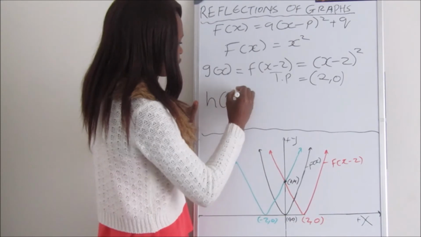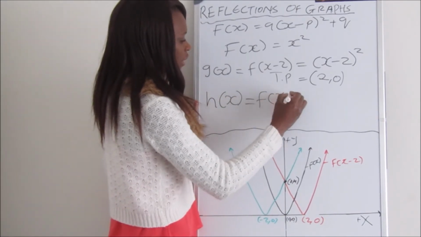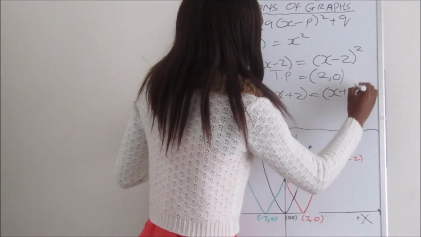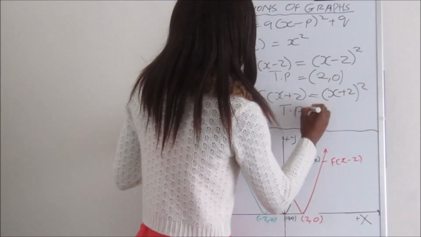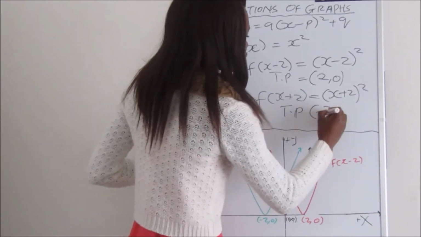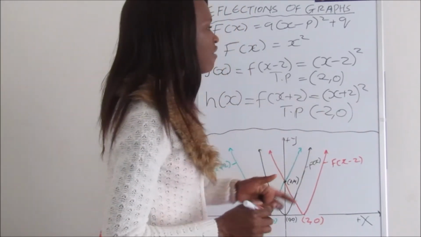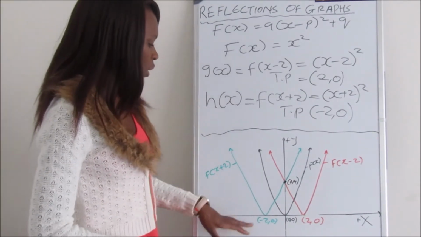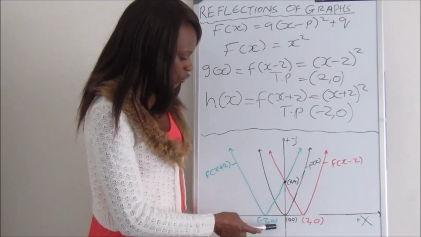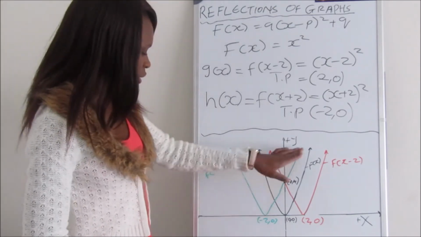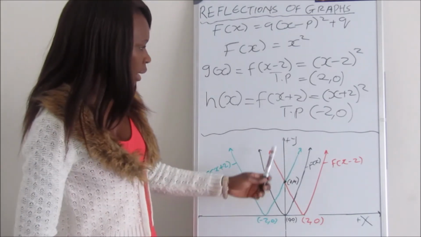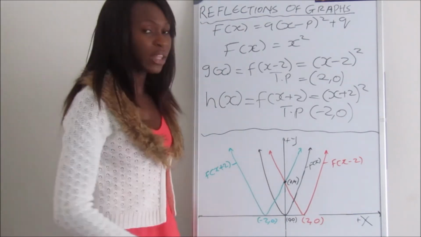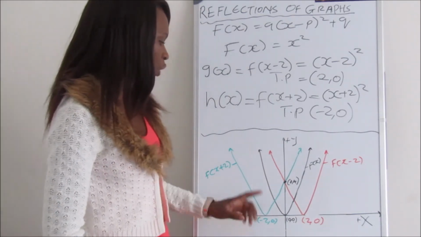Let's have another graph, h(x) = f(x + 2), which changes the graph to (x + 2)^2. The coordinate of our turning point would be (-2, 0), because we don't have anything for q, but our p is equal to negative 2. That's why our graph has a turning point at (-2, 0). I've already drawn these three graphs, and the graphs of g(x) and h(x) have a point of intersection at the y-intercept (0, 4).